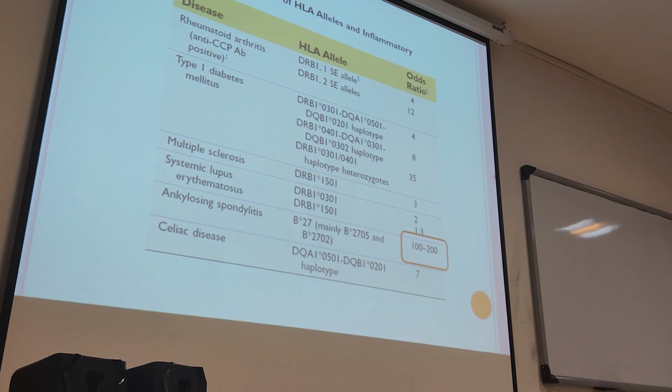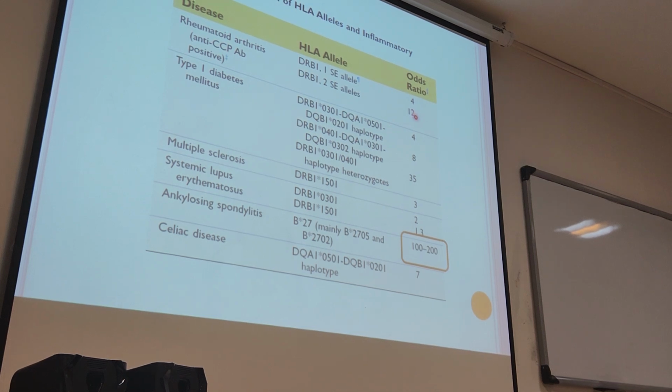For example, about the association of HLA-B27 and ankylosing spondylitis, the association is strong, and sometimes it is not. For example, about rheumatoid arthritis and HLA-DR1, it is a weak association. So sometimes there is a strong association, and sometimes the association is not that strong.